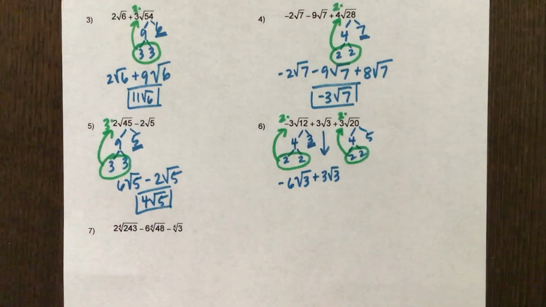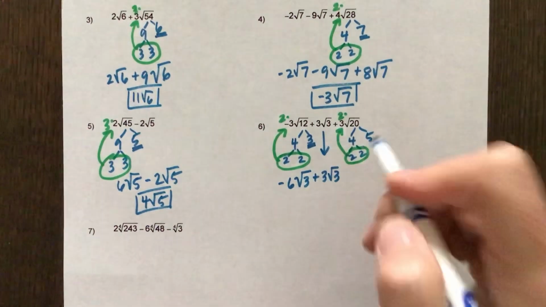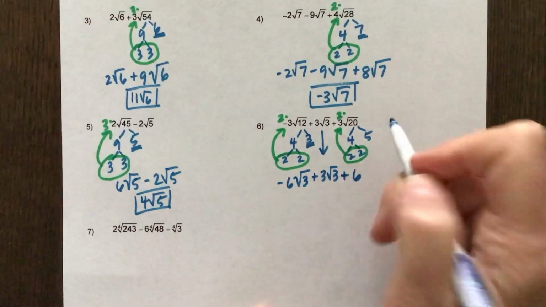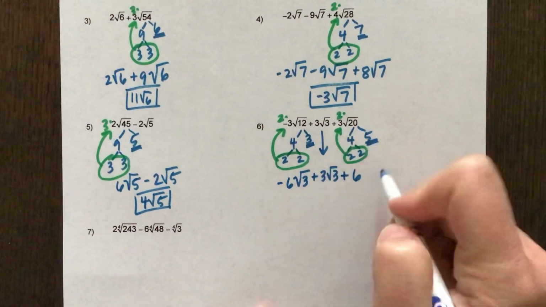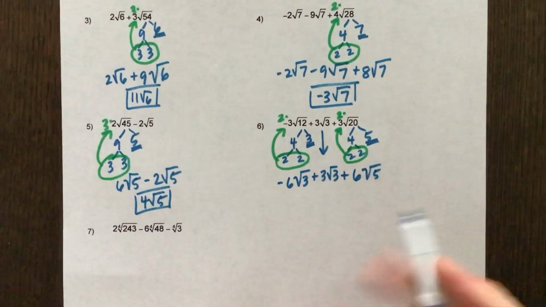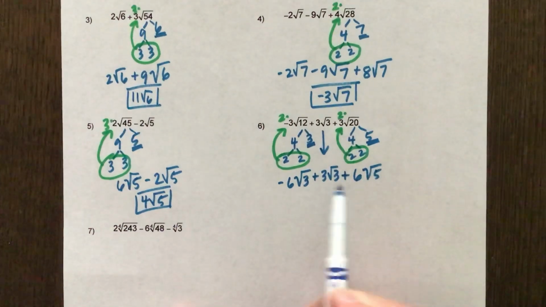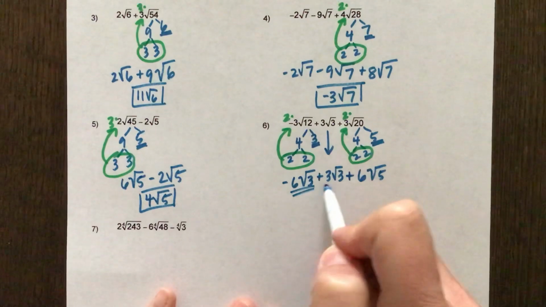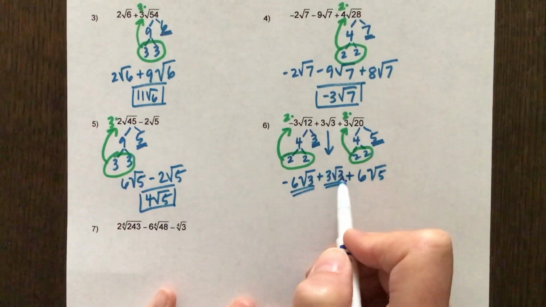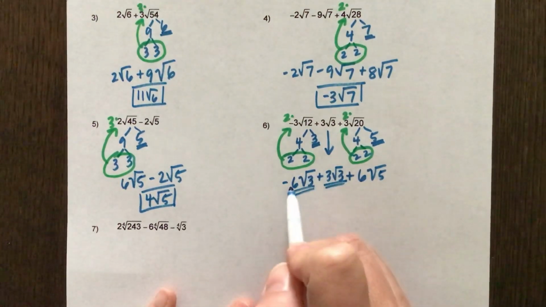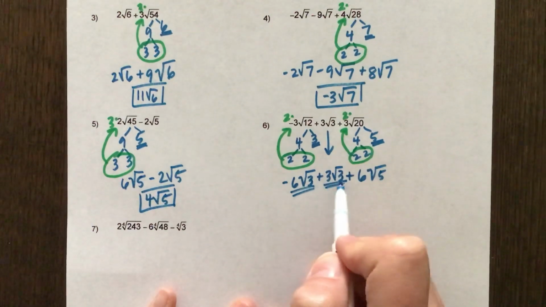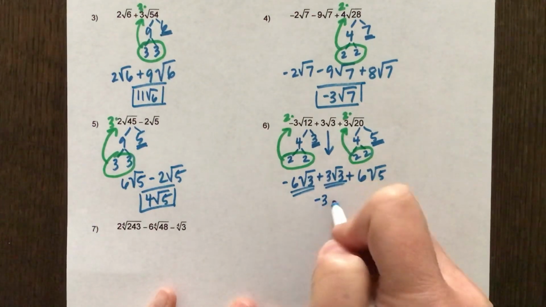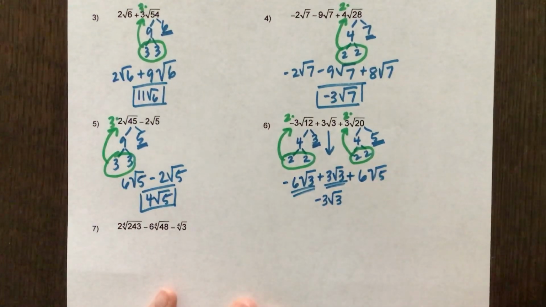So 2 times 3 is going to give us a 6 on the outside. But what's left on the inside is a 5. You're going to see, well, that doesn't match with these 3's that I've got over here. But I can put these guys together because they're radicands with their 3's and their indexes match. So negative 6 radical 3 plus 3 radical 3 is going to give me negative 3 radical 3.